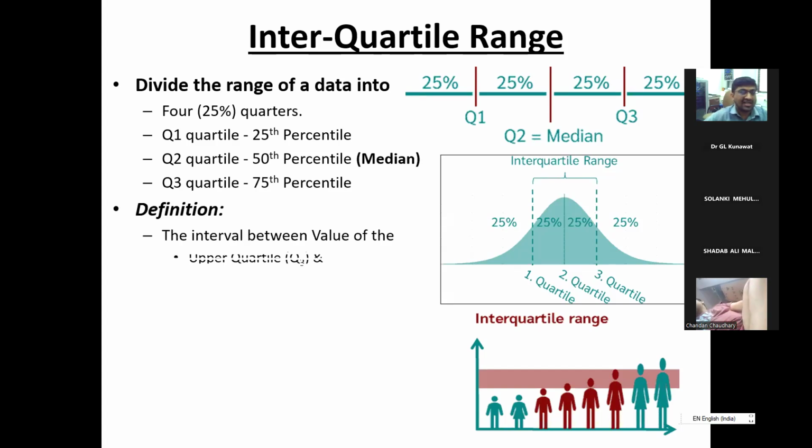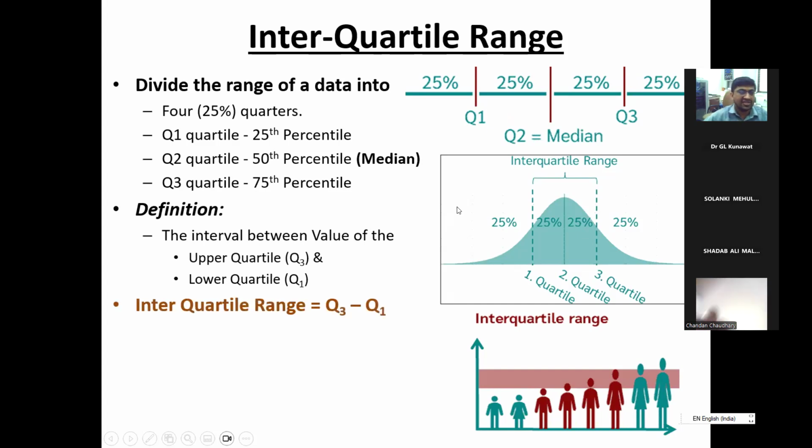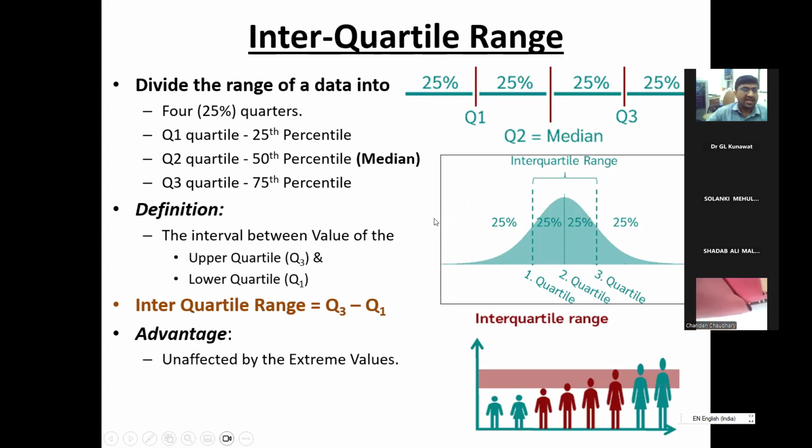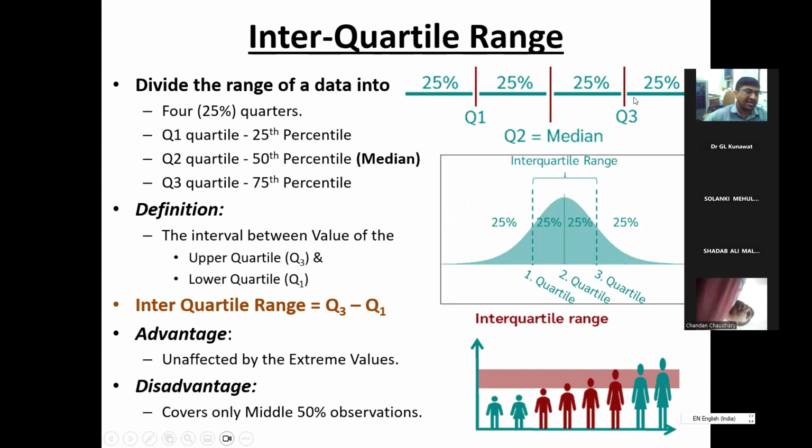So the interquartile range is the interval between the value of the upper quartile and the lower quartile. So we can say that interquartile range is Q3 minus Q1. And this is not affected by an extreme value, which is present on either the smaller side or the bigger side. But the disadvantage is it only covers the middle 50% of the observations. The lower 25% and upper 25% are excluded in that interquartile range, and that is why it has disadvantages there.